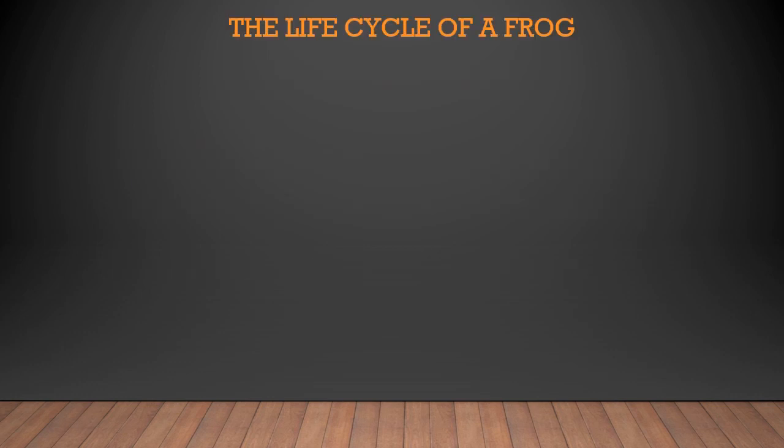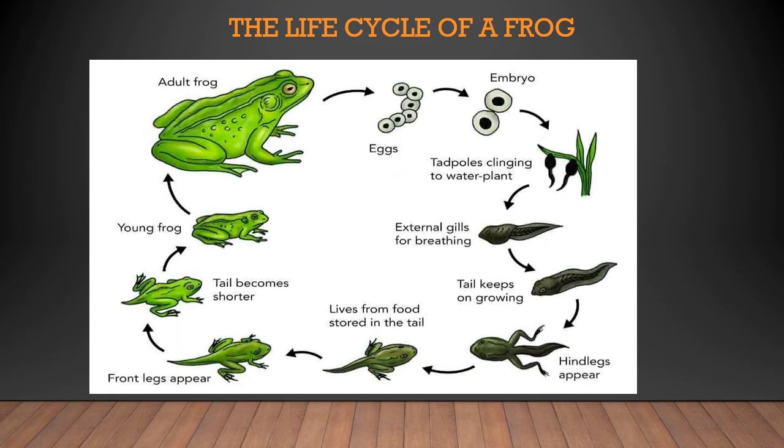Next, we are going to see the life cycle of amphibians. The example for amphibians is a frog. The life cycle of a frog. Now, here you can see an adult frog, the eggs, the embryo, and everything. Let's follow up with the life cycle of a frog. Frogs are amphibians. They live both on land and in water.